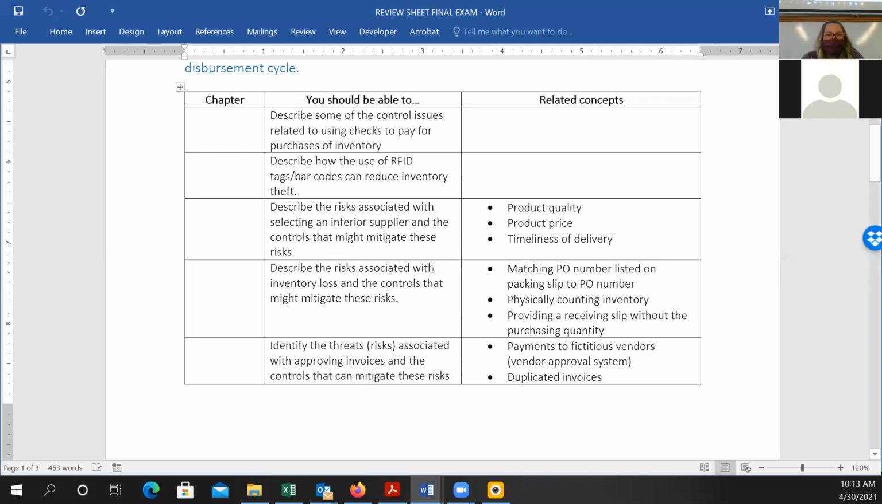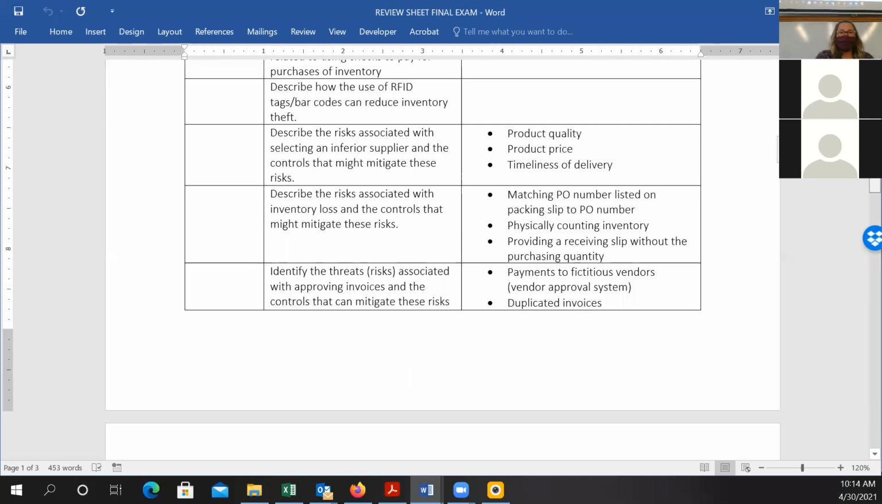Describe the risks associated with selecting an inferior supplier and the controls that might mitigate this risk. We've talked about those. The supplier related risks are product quality that's inferior, product price that's too high, and product delivery that's too slow. So you'll have, I think, a couple of multiple choice questions on those control risks.